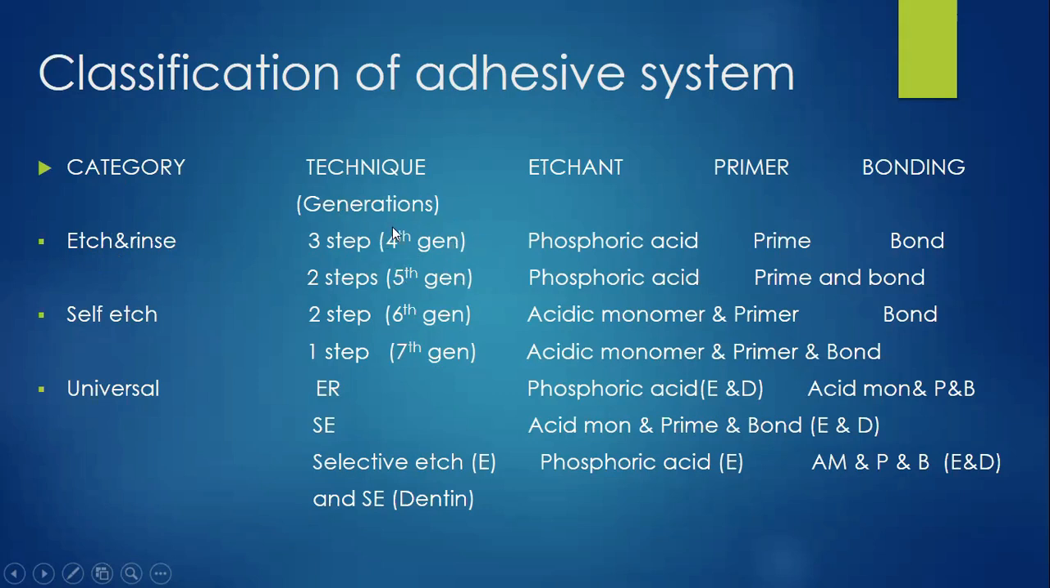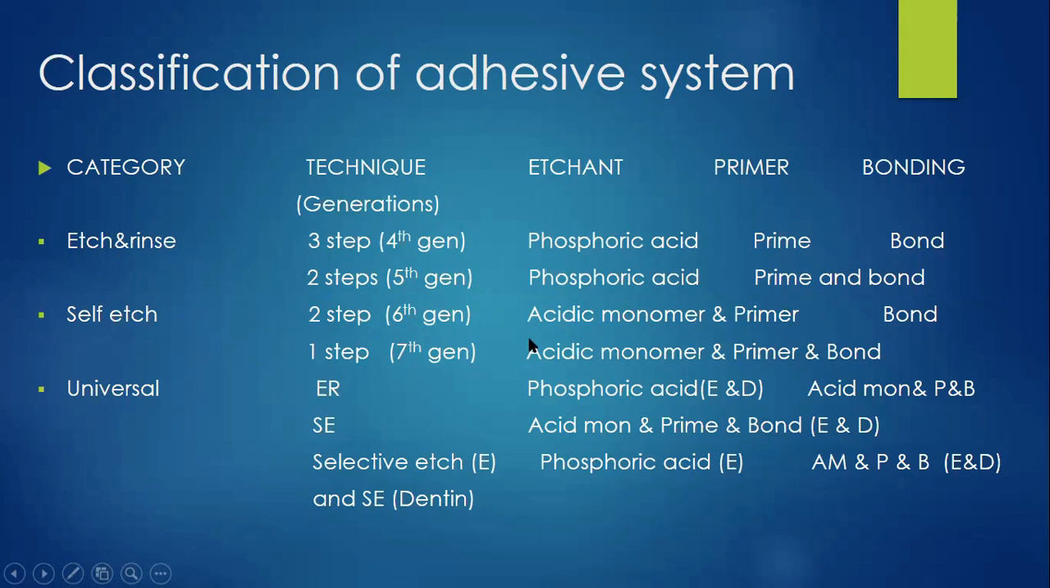Start with the fourth generation. It has 3 steps, meaning we have to etch with phosphoric acid, we have to prime, and then we have to bond. It can be 2-step. In this, we have a separate etching step, but primer and bond are combined in one. Then we have the self-etch. Self-etch starts with the 6th generation. Self-S, we can remember like this, 6th generation starts with the self-etch technique. It can be either 2-step or 1-step.